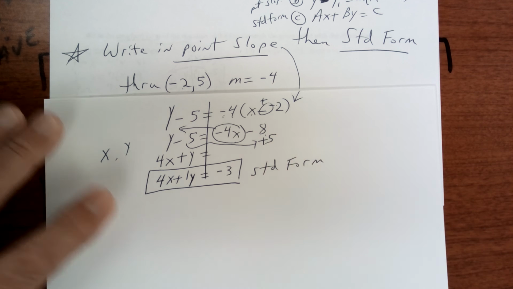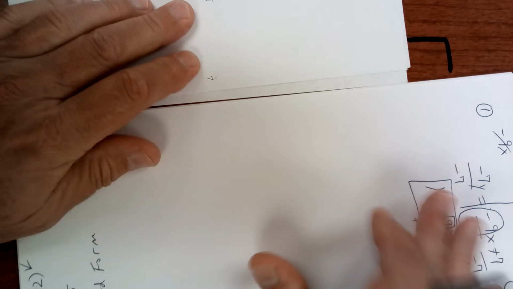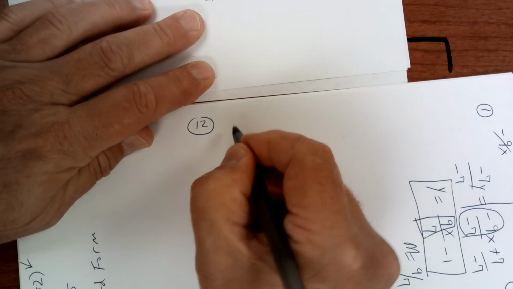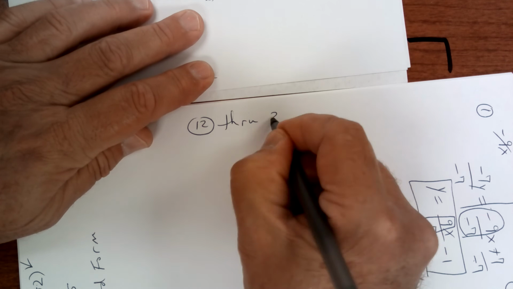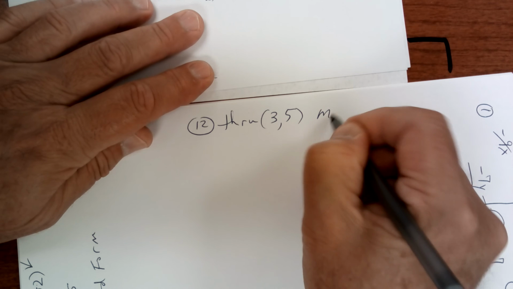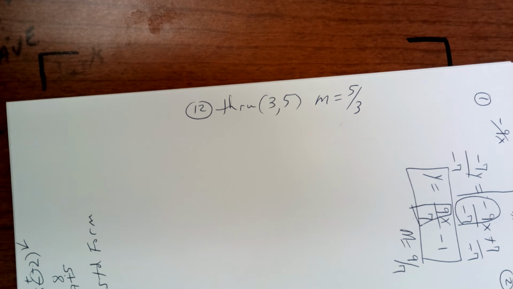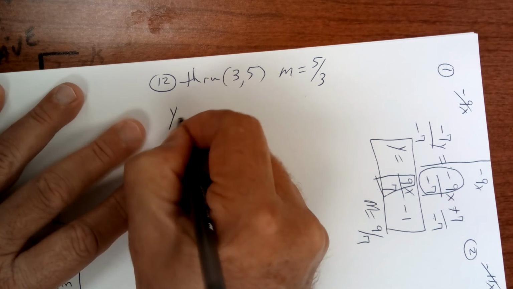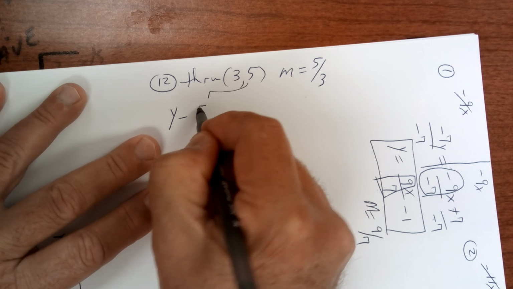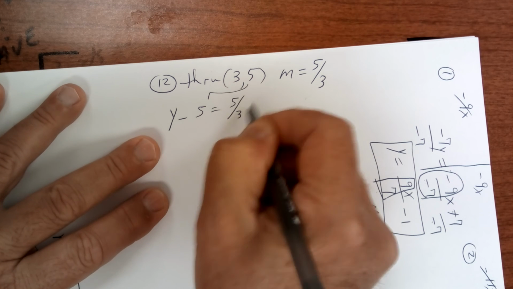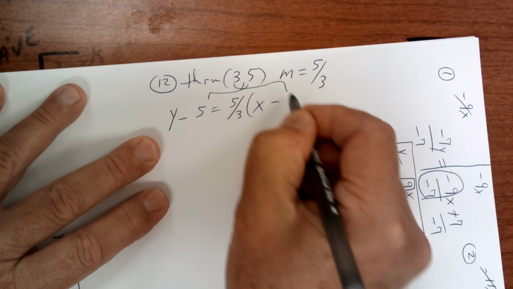All right, before I give you your worksheet, let me get you to try one. We're going to try this one right here, number 12. So put number 12, through 3/5 with a slope of 5/3. Copy that down. All right, so the first thing you always do is point slope. So it's going to be y minus your y equals your slope. And then x minus your x. That's the first thing you do.